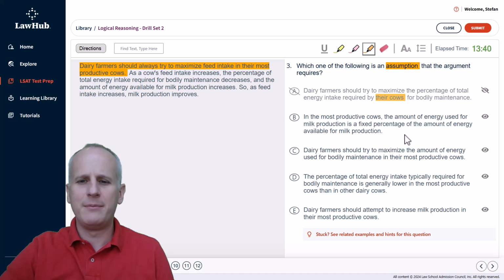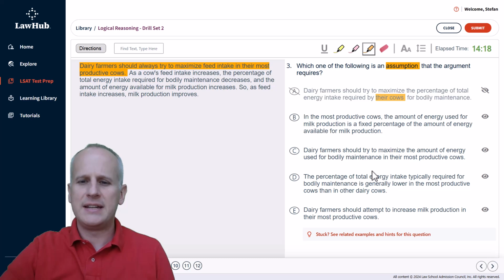Next, choice B, in the most productive cows, okay, the right cows, the amount of energy used for milk production is a fixed percentage of the amount of energy available for milk production. I'm like, okay, we were talking about milk production, we're talking about energy. So we may think this is something that's at least relevant. And in order to expedite your evaluation, if you have any doubt as to why to eliminate or select, hold the answer choice and leave it open, because in this case, we could apply the negation test down the line if another answer choice seems somewhat reasonably relevant to the assumption of this conclusion.